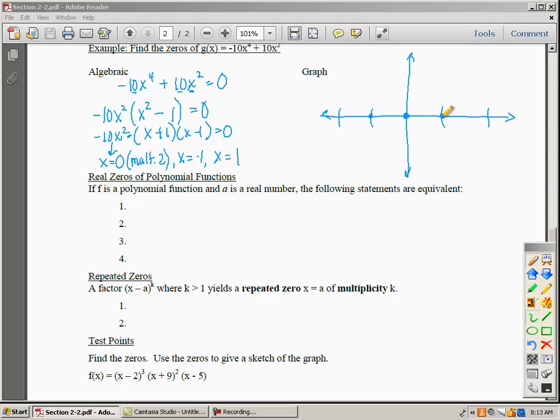And so I want to look at the general shape. If I look at this, it's an even degree, and my leading coefficient is negative. So my shape will look like this. And if it's going to go through my zeros, what's going to end up happening is it's going to look something like this.